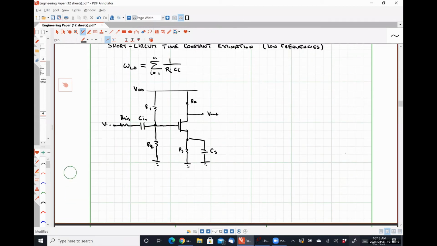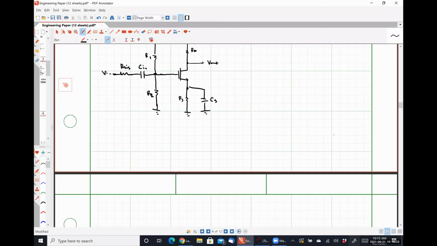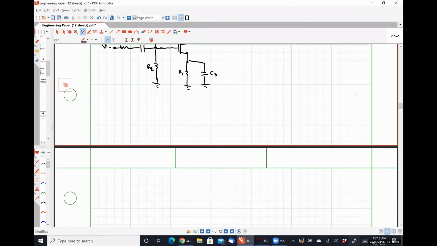All right, so for this method, we're going to start by looking at what our input capacitance Cin sees when we short circuit our capacitor Cs, and we're also shorting our input signal to ground. So effectively, we're looking for a Thevenin equivalent resistance with respect to each of those capacitors.